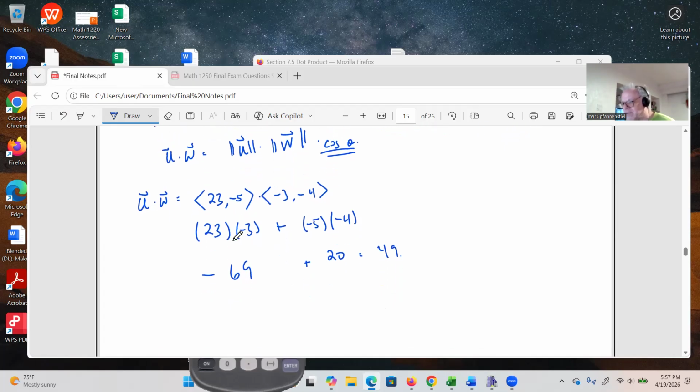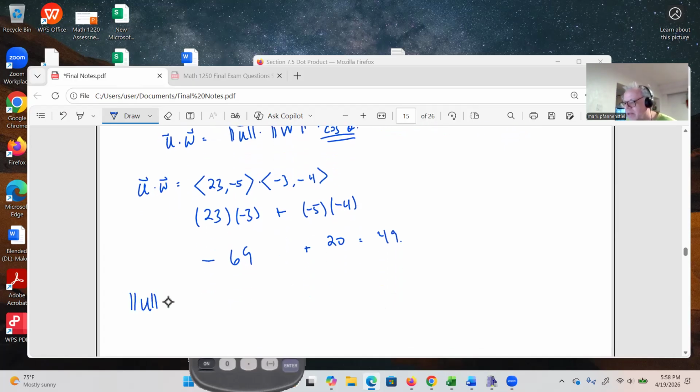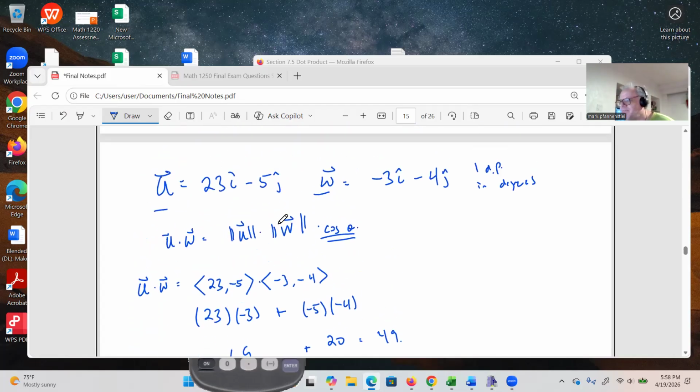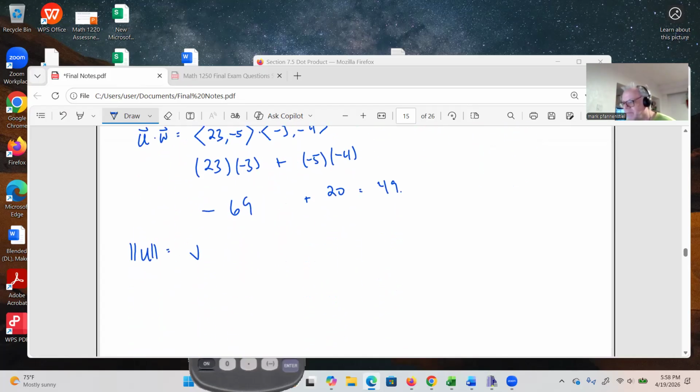We need a couple more pieces here. What is my length of u? That's going to be the square root of 23 squared plus 5 squared. I'm using a tiny calculator, but we'll report the answer to you. 23 squared is 529, plus 25 equals 554. So we'll take the square root of 554. That is my length of u.